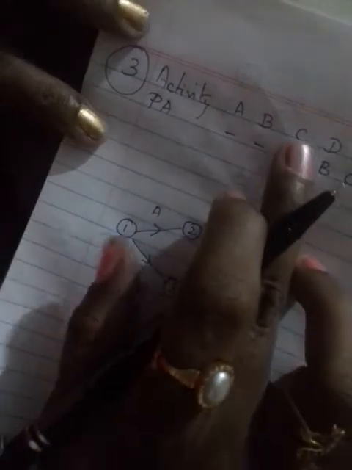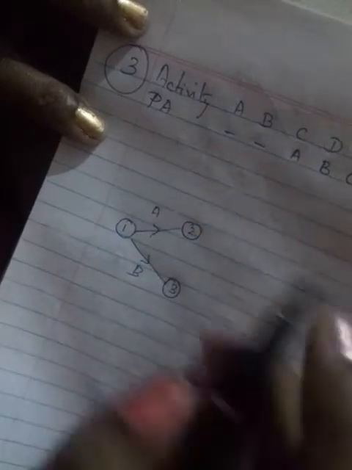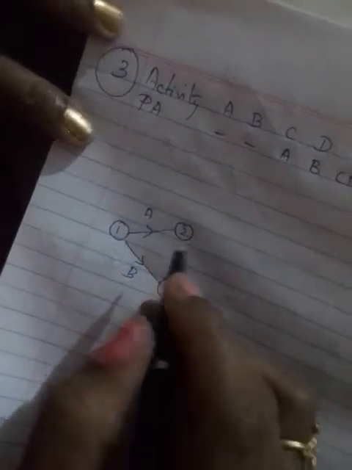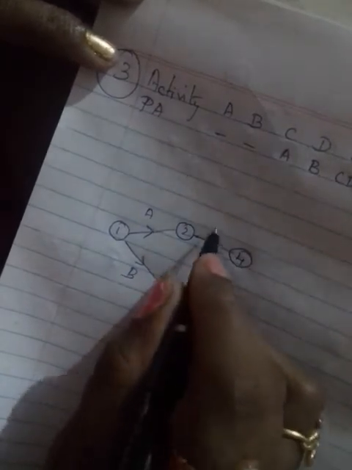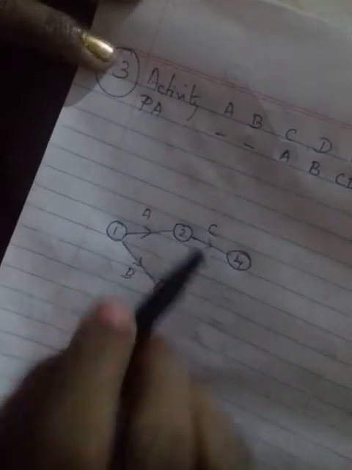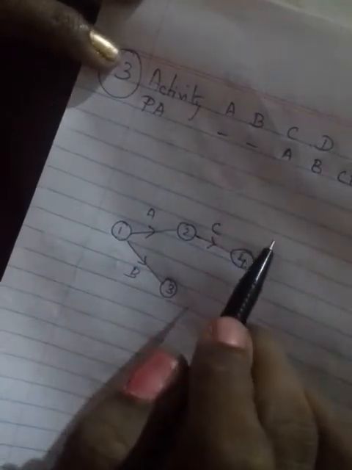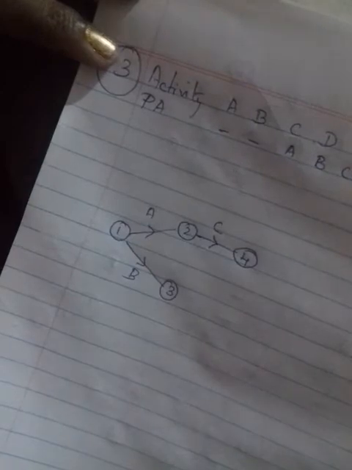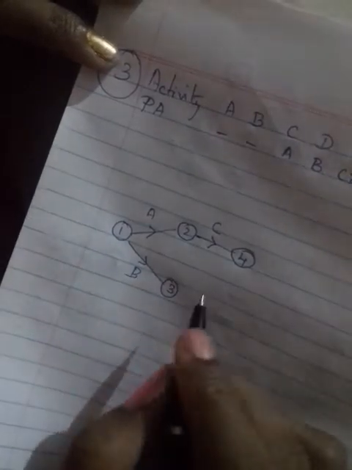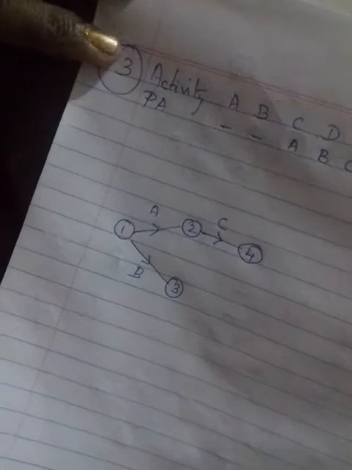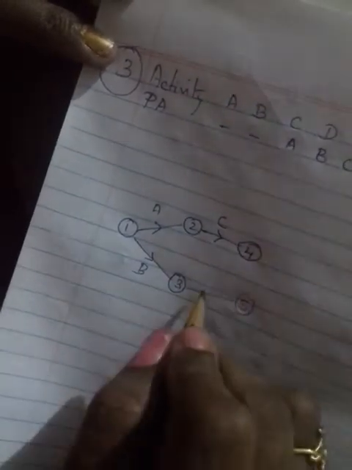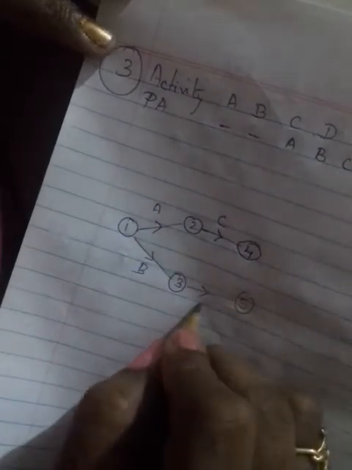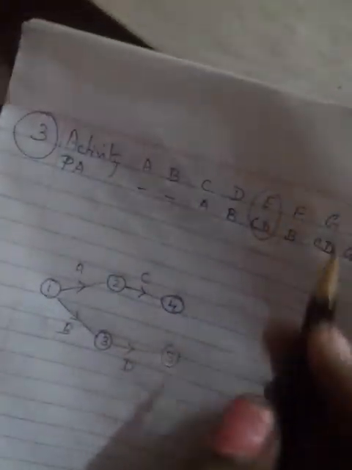Then for C, A is the predecessor. And this is the fourth node and this is C. For C, A is the predecessor, and for D, B is the predecessor. I'll use a pencil here. This is the fifth node and this one is D. B is the predecessor, and see, a problem is given here.